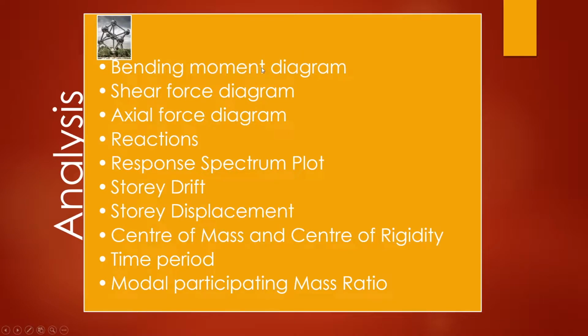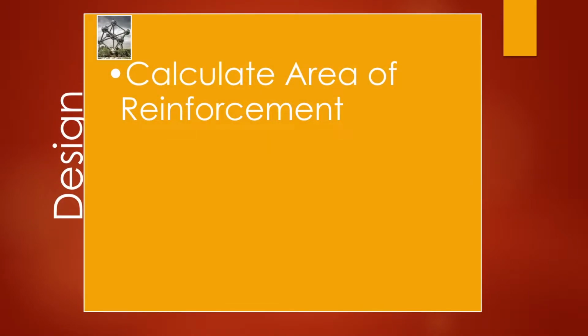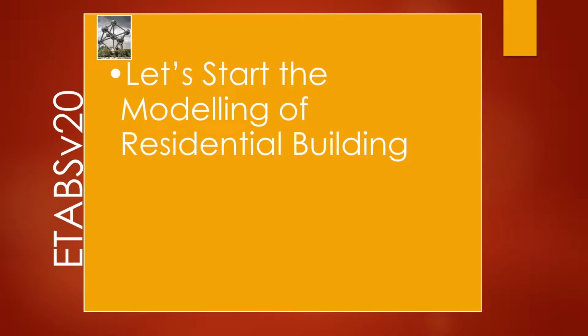And finally we're going to see the modal participating mass ratio, where the first and the second modes will be translational and the third mode will be in torsion. So after analysis of the building, here we're going to do the designing part, and in the designing part we're going to calculate the area of the reinforcement and also check if the member has failed or passed as per our analysis. So without any delay, let's start the modeling of the residential building in the popular software ETABS version 20.